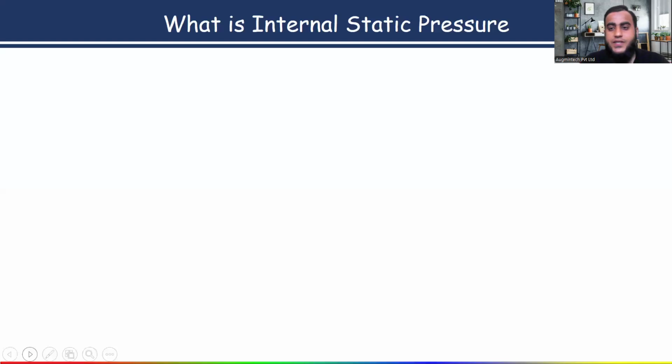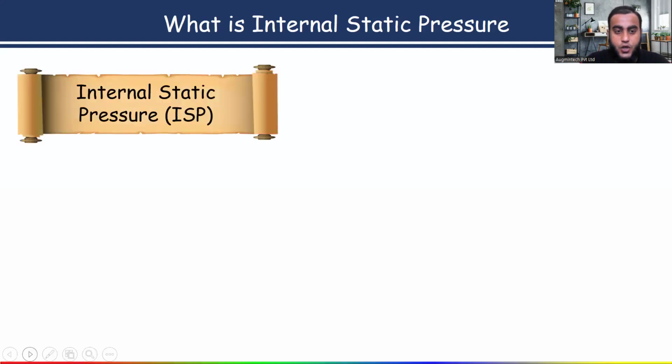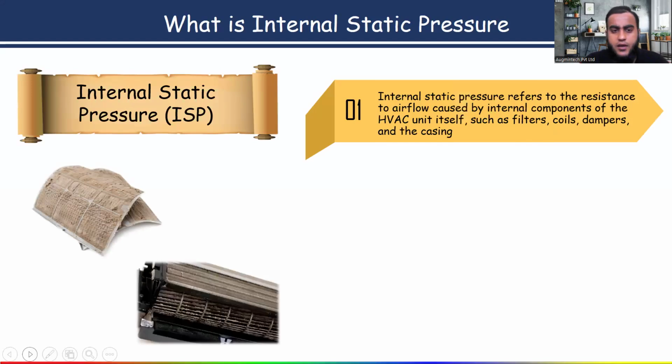Before discussing the external static pressure, first try to understand what internal static pressure actually is. As I told you, the internal static pressure value will be given by the manufacturer side. In short, you can say ISP. Internal static pressure refers to the resistance of airflow caused by internal components of the HVAC unit, such as filters, if you have dirty filters inside the AHU or FCU, coils, dampers, and the casing.